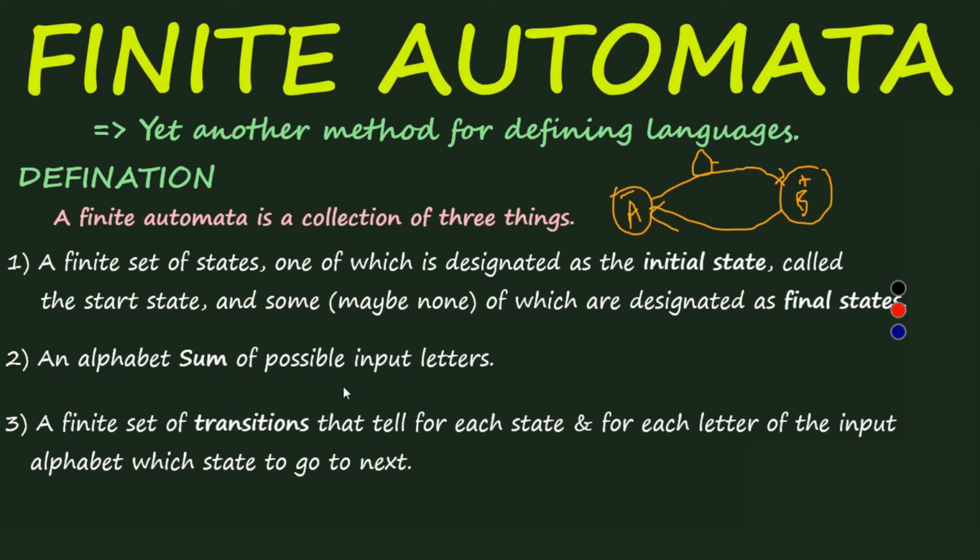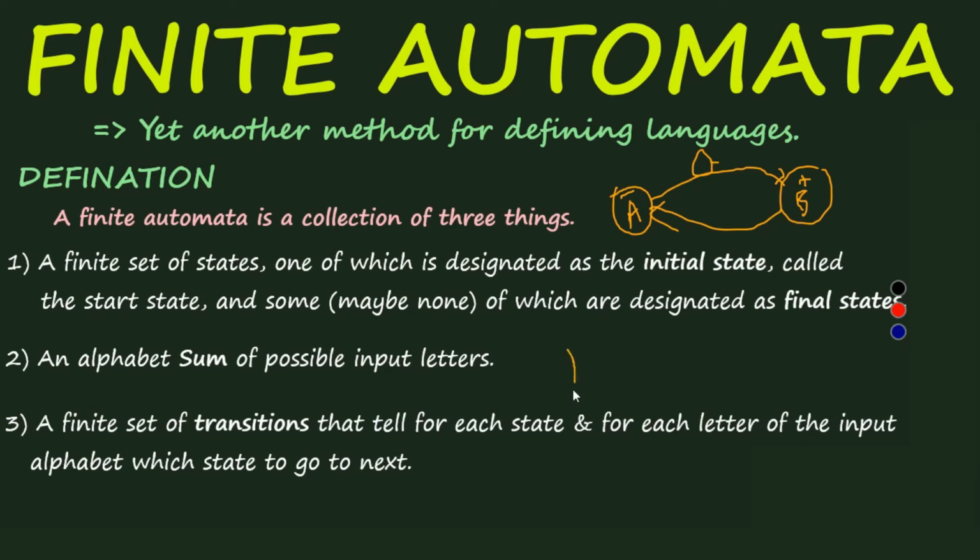An alphabet, sigma, of possible input letters. We can consider the input letters A, B or C, whatever we want. Now let's move on. Point number 3, a finite set of transitions that tell for each state and for each letter of the input alphabet which state to go to next. What does it mean? I will write an example of this point.